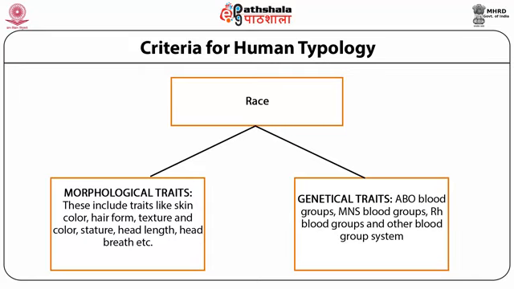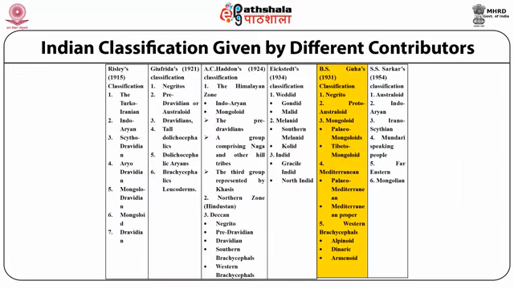Thus, we find that, broadly speaking, the characteristics that may be used for the establishment of physical grouping of mankind are either morphological or genetical or both. Here you can see the Indian classification given by different contributors, Risley, Haddon and Guha, Sarkar. They all gave classifications on the basis of different parameters of somatometric and genetical traits.